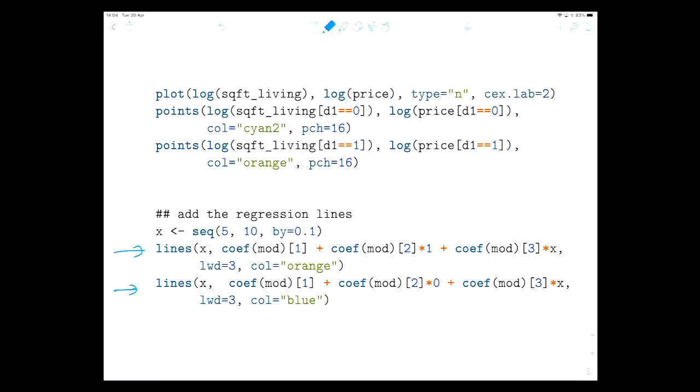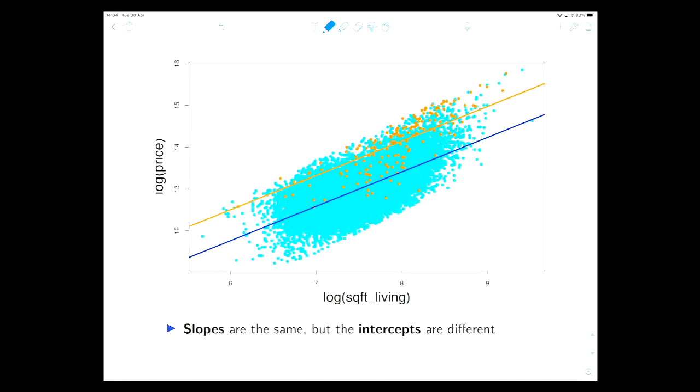Does everybody get that? And we get our two models. As we can see, we get two lines with the same slope. They're parallel to each other, but with different intercepts. The intercept for the orange line is beta 0 hat plus beta 1 hat, whereas the intercept for the blue line is just beta 0 hat.